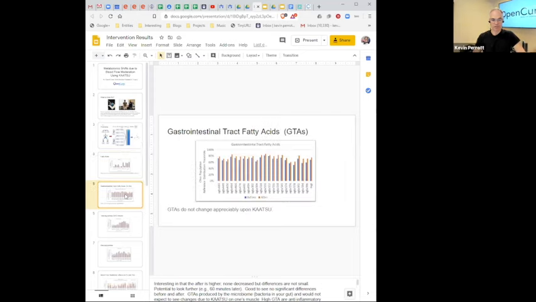We measure hundreds of things. Some of them will change and some of them don't. These are produced by your microbiome, and although they seem to go up a little bit, they're not significant. So this is kind of like another control. These guys don't change.